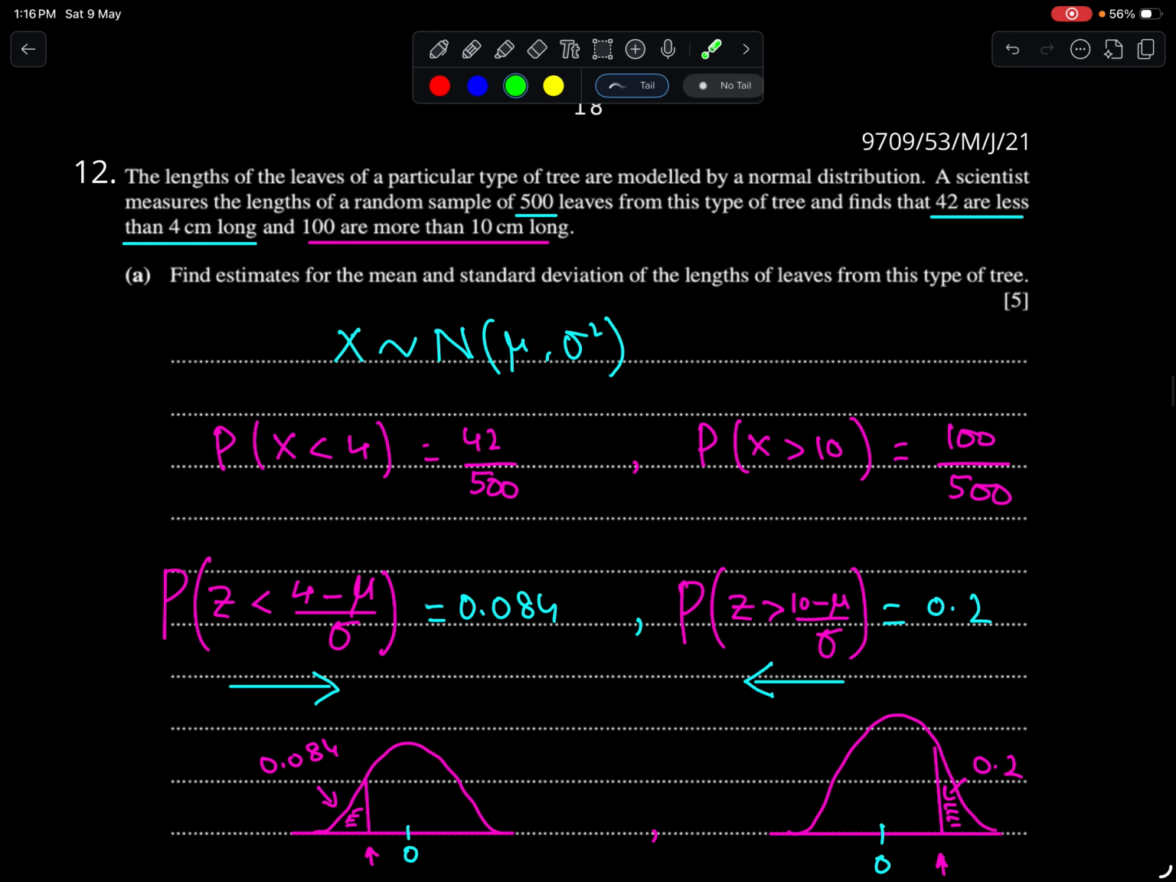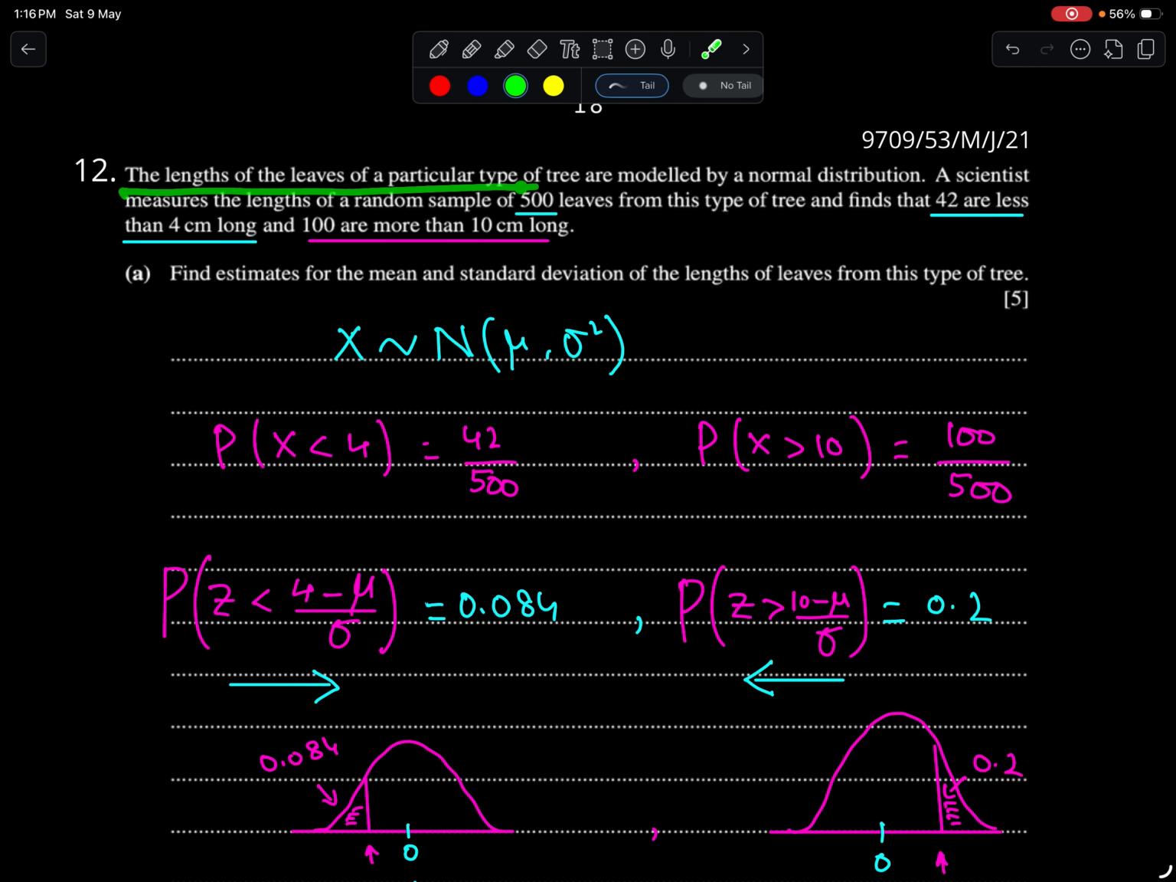This is one of the most important questions and the most repeated question. You must be good at this question, simultaneous equations. The lengths of leaves of a particular type of tree are modeled by a normal distribution. A sample of 500 finds that 42 are less than 4 centimeters. See, less than 4 centimeters are 42 out of 500. So this is the way to make the expression. Now 100 are more than 10 centimeters. More than 10 centimeters are 100. So make these two equations yourself with the help of the given information.